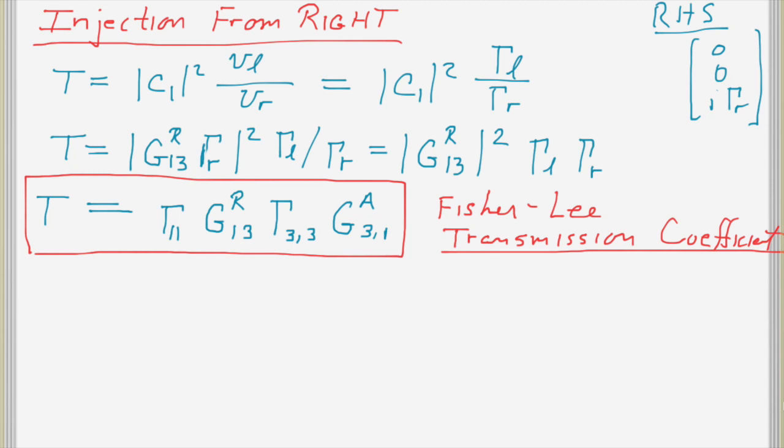Okay, now what? That's great. So this is our transmission probability. But what we want is current, right? It's not quite good enough just to have a transmission probability. What we really want is current.